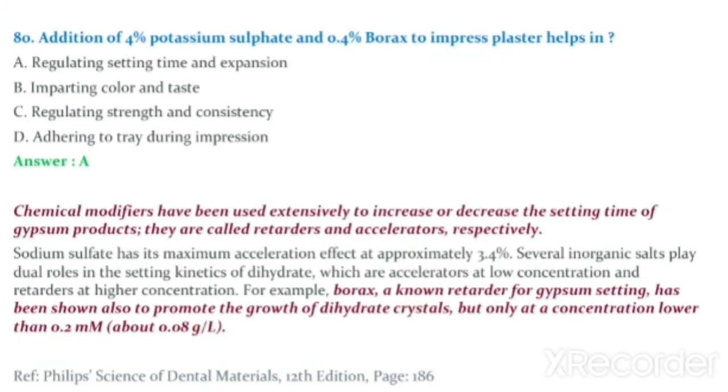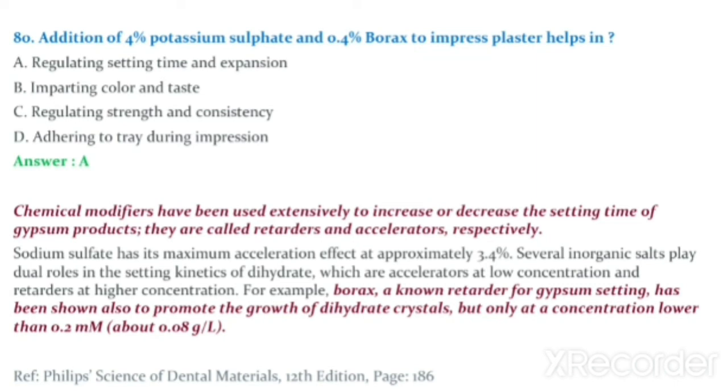Question number 80. Addition of 4% potassium sulfate and 0.4% borax to impression plaster helps in option A regulating setting time and expansion, option B imparting color and taste, option C regulating strength and consistency, and D adhering to tray during impression. The answer is option A regulating setting time and expansion.